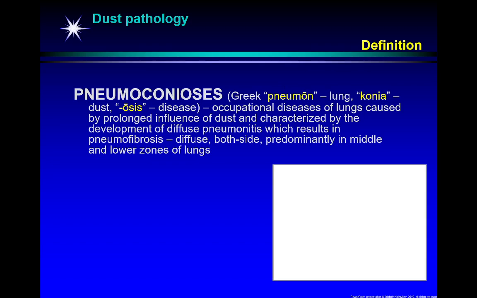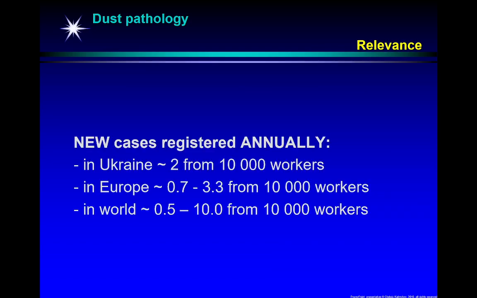By definition, pneumoconiosis is a group of diseases caused by dust and characterized by diffuse pneumonitis or pneumofibrosis, bilateral, mostly in the middle and lower regions, and diffuse, not focal but diffuse. By the term, pneumo comes from the Greek pneumon, meaning lung, konia is dust, and osis is some chronic disease. So literally translated, it is chronic dust pathology of the lungs, and it's really true.